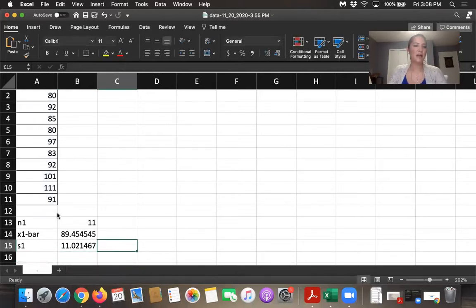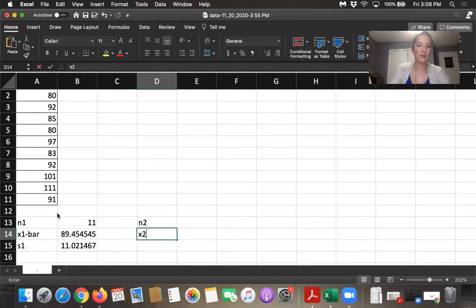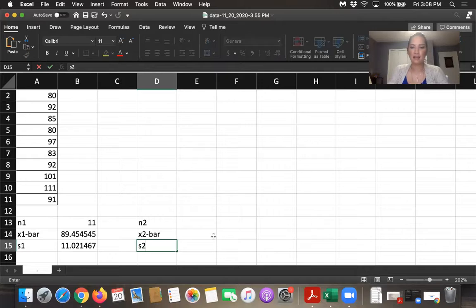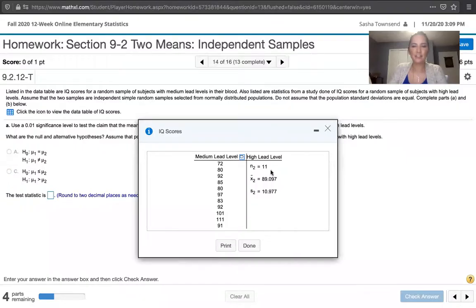Okay, so now we've got our N1, X1 bar, and X2 bar. We need our N2, X2 bar, and S2. And that was actually given to us in that summary page on MyLab Statistics. So let's go over there and see what it says. Okay, so we just computed N sub 1, X sub 1 bar, and X sub 2 bar. And then we've got the high lead level summary statistics over here.